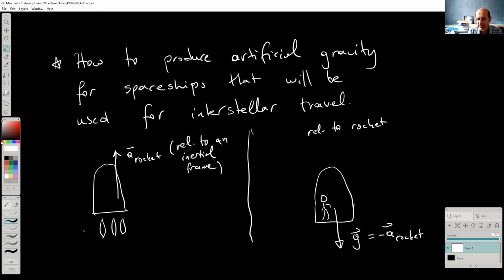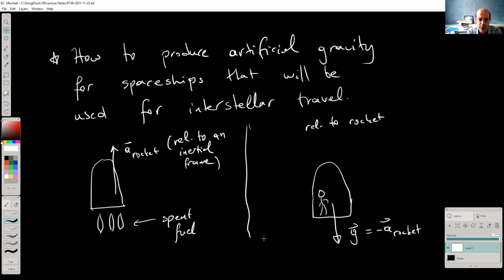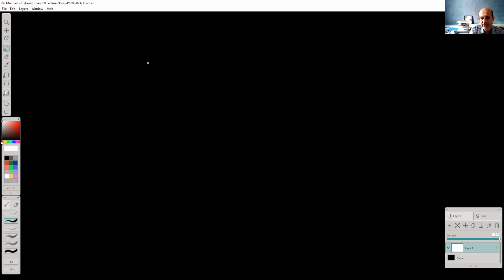But of course, if you want to accelerate a rocket, you have to spend some fuel. And you don't want to do this because the fuel will be scarce. So what they want to do, that's the best idea, basically, is to move with constant velocity. But in any case, I think that's the idea in here.